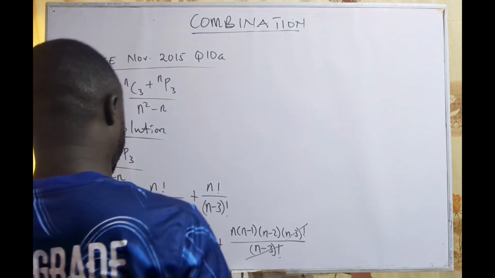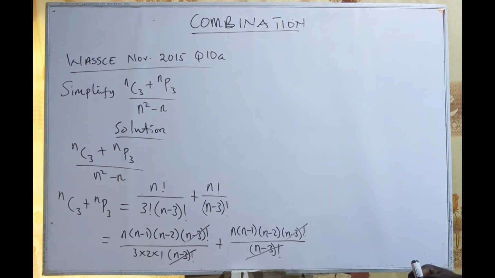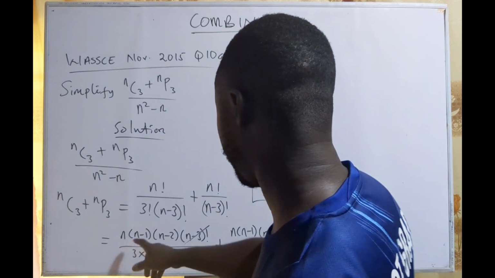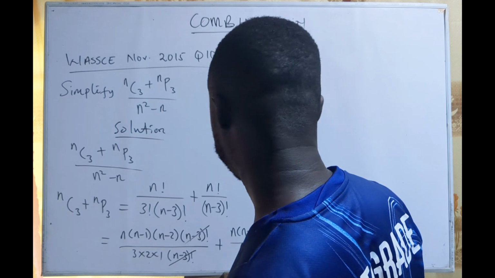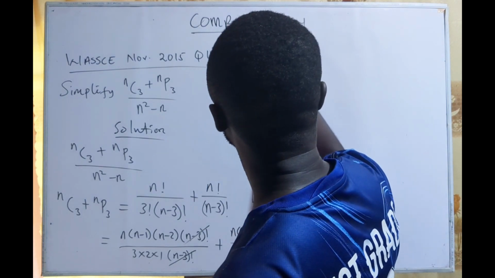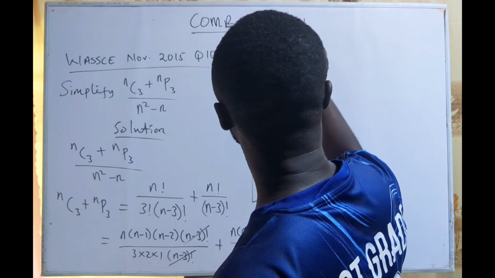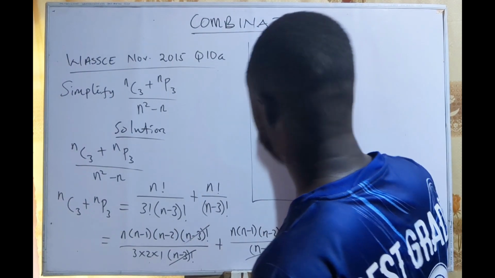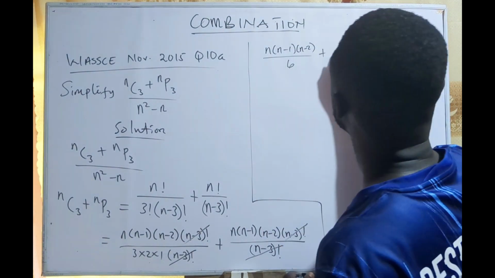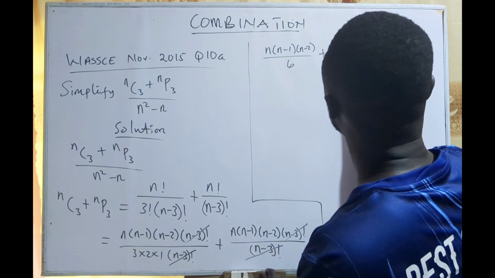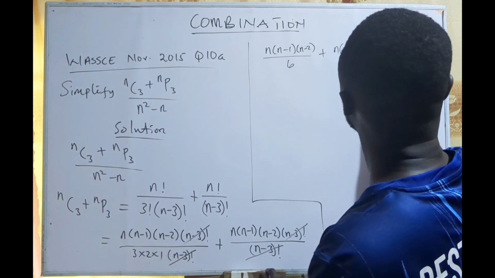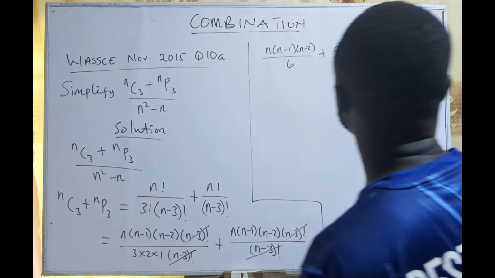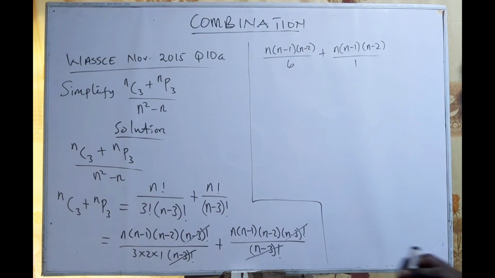Okay, so now let's continue and see what we are going to have. We have n multiply n minus 1 multiply n minus 2 all divided by 6, plus n multiply n minus 1 multiply n minus 2 also divided by what? Over 1. So this is what we are having.